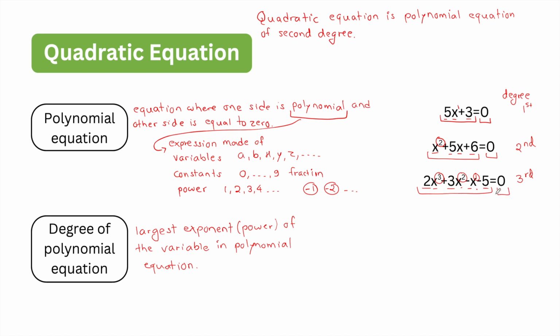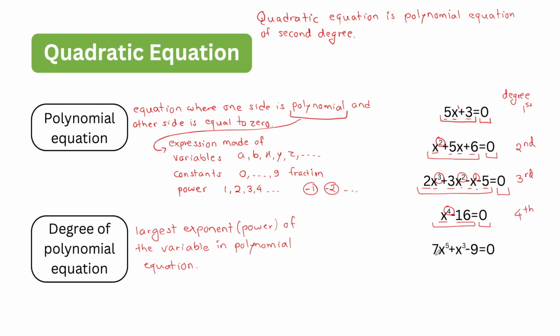Now moving on to another example. Here we have x as a variable and 16 and 1 before x as constants, and here the power of x is 4, and this is the largest power. Here this is a polynomial and this is equal to 0 and the largest power is 4, so this is a fourth degree polynomial equation.